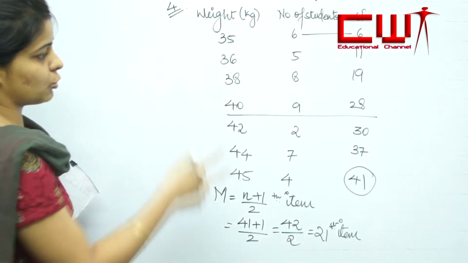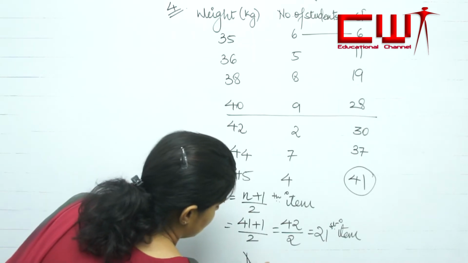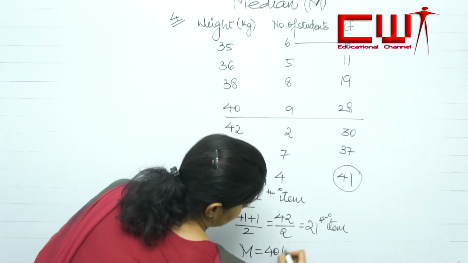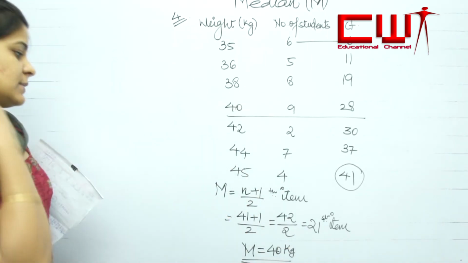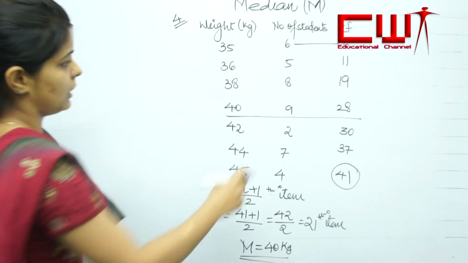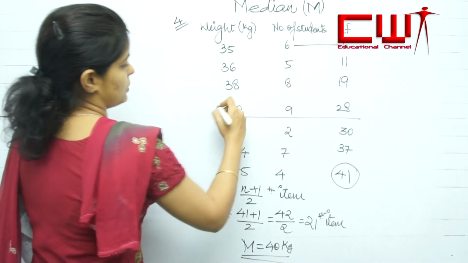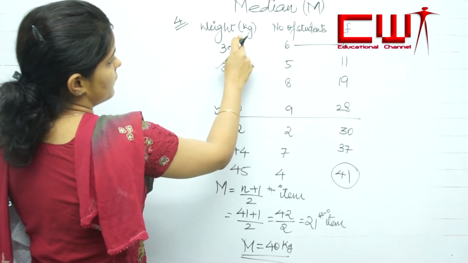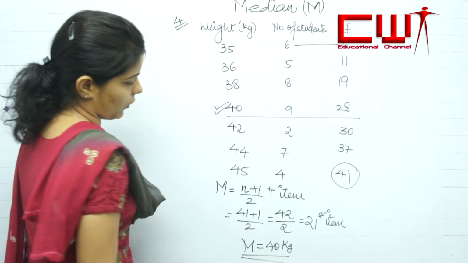Right? So next to 21 is 28. How is it given to you? So your median will be 40 kg. Your 28 is written opposite to 40. So this will be 40, and always take the unit of the observation, that is kg. So you will write here also 40 kg.